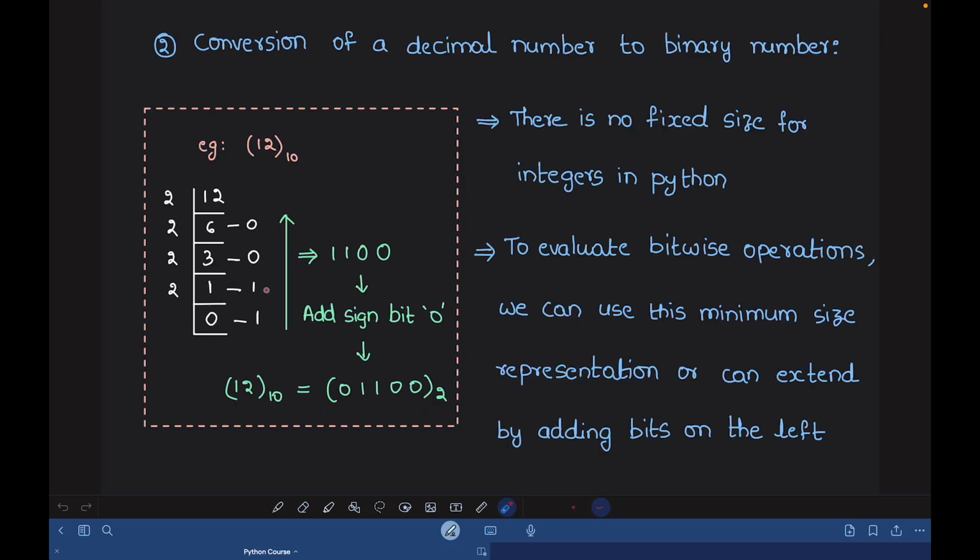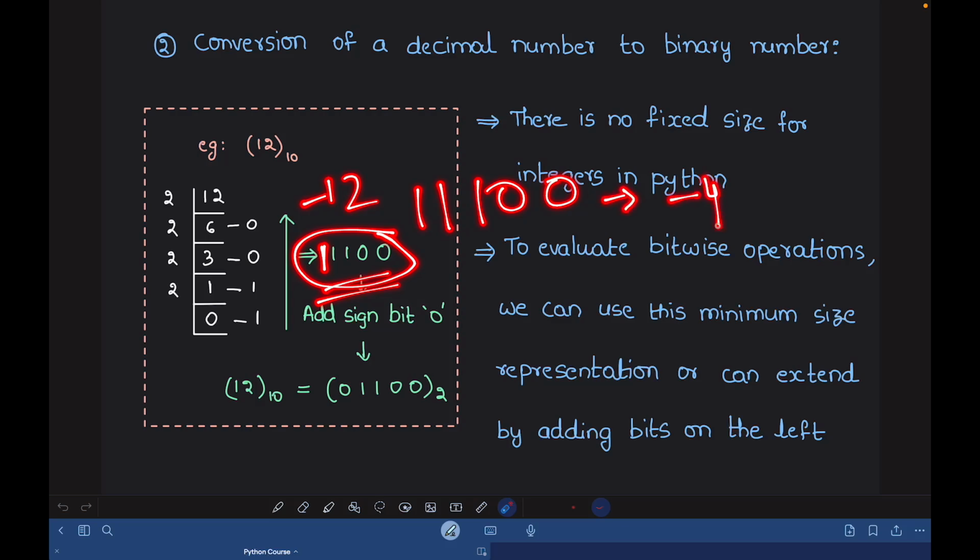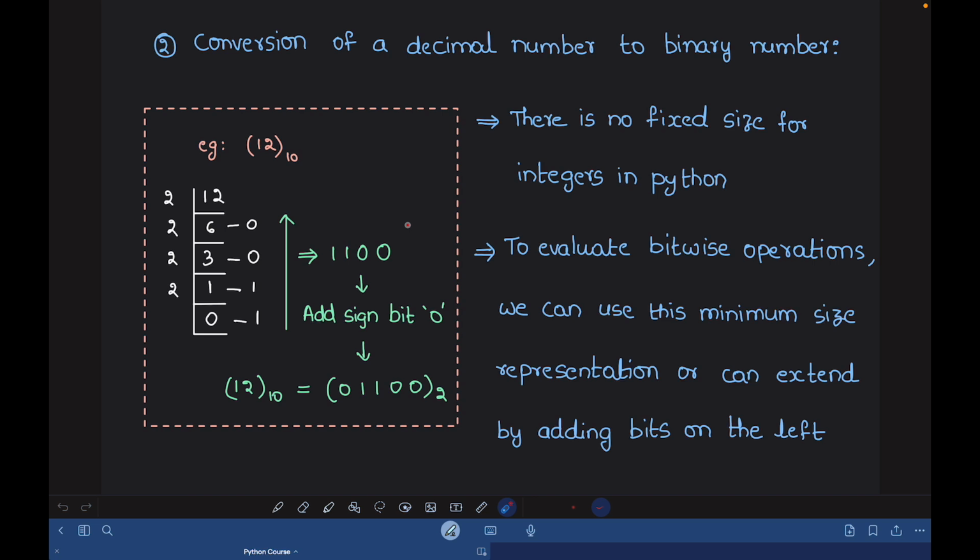So we have seen how we can find the binary representation of positive integers, but how do we find the representation for negative integers? Now in the case of positive integer 12, we simply added a sign bit 0, right? So we got 0, 1, 1, 0, 0. But in the case of minus 12, we can't simply add a sign bit 1 on the left to get its 2's complement representation. In fact, if you try to evaluate this 1, 1, 1, 0, 0, you will see that the value will be minus 4 and not minus 12. So finding the 2's complement binary representation of negative integers is not very straightforward.